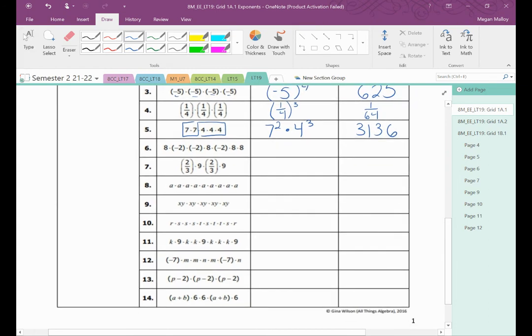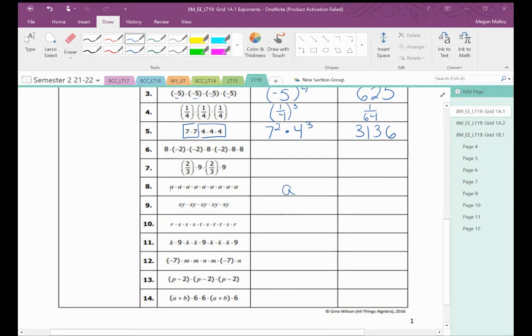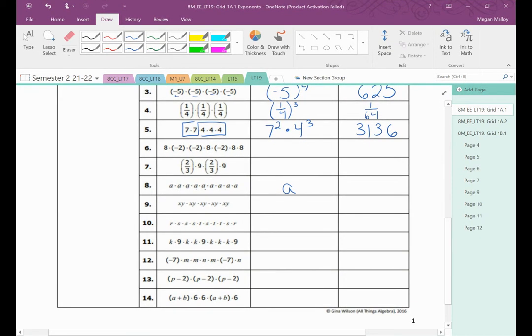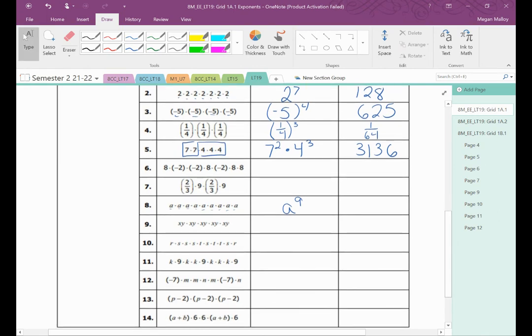If we jump down to number 8, we see we only have variables. However, my variables, it's the same one, so I still have a base of A. That gives me 1, 2, 3, 4, 5, 6, 7. Oh, did I run out? 1, 2, 3, 4, 5, 6, 7, 8, 9. A to the 9th power. Okay, and there is no value on that because we do not know what A stands for.